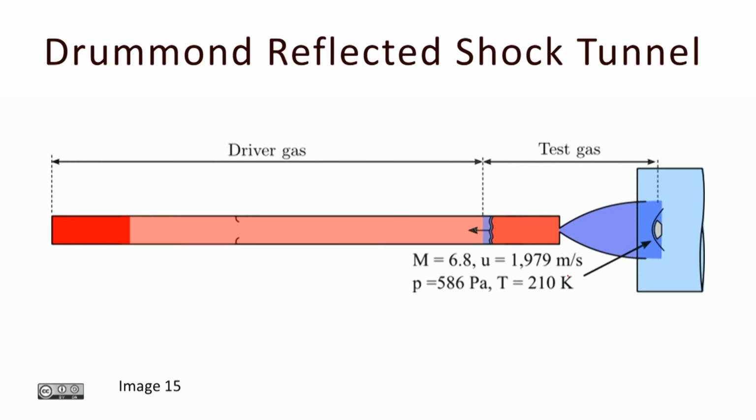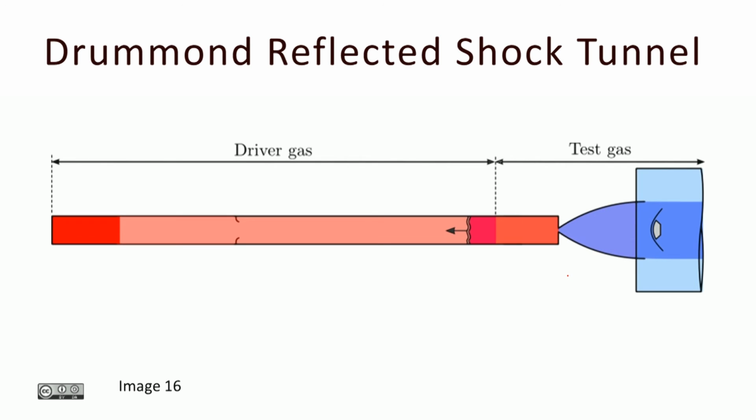During the test time, the model will feel like it's flying through a hypersonic flow. For the Mach 7 flow condition we commonly use in this course, this corresponds to a flight speed of about 2 kilometers per second, a static temperature of 210 Kelvin, a static pressure of 586 pascals, and a Mach number of 6.8. So this is equivalent to flying at about 2 kilometers per second at an altitude of about 35 kilometers. Now the facility continues to drive air test gas over the model until eventually the driver gas arrives.